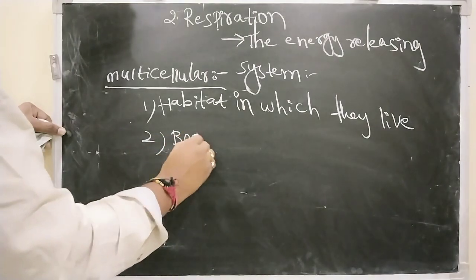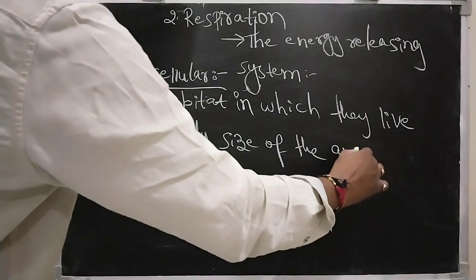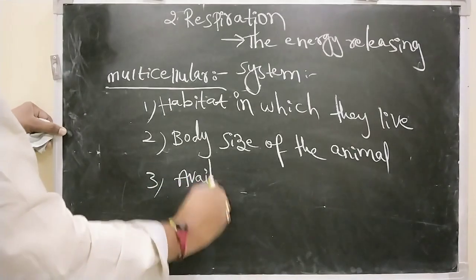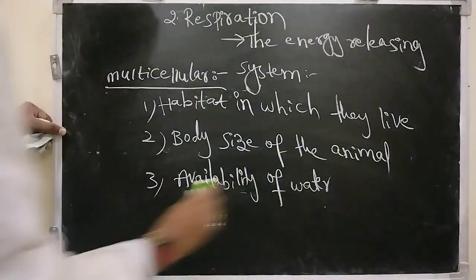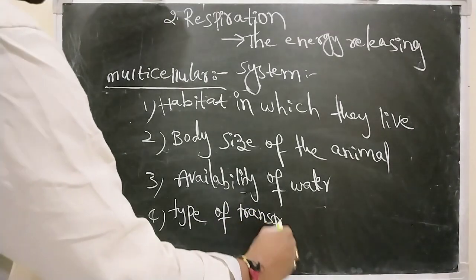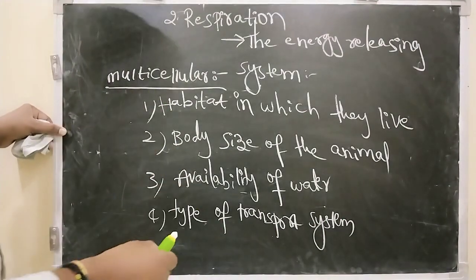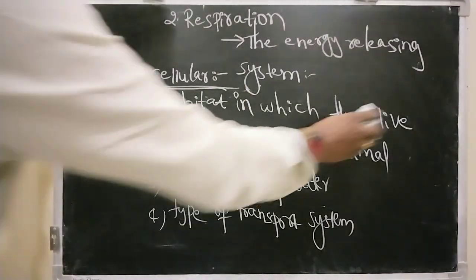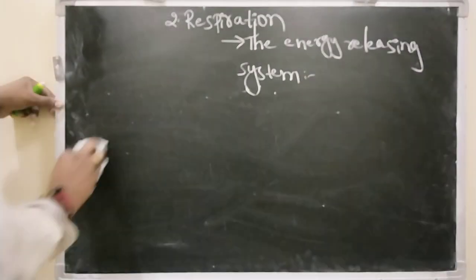And also body size of the animal, nothing but structure. So body size and availability of water, and type of transport system or circulatory system. Depending on these factors, different types of respiratory organs are evolved in different types of multicellular organisms.